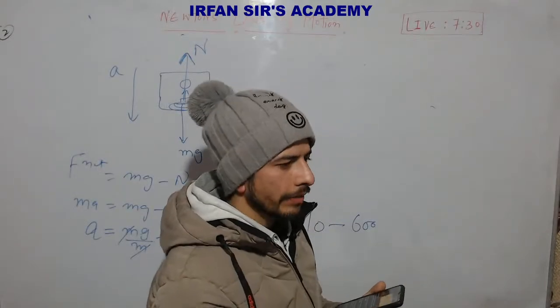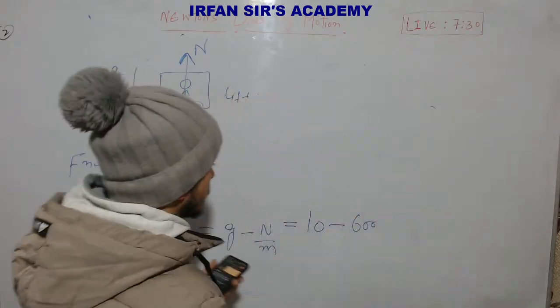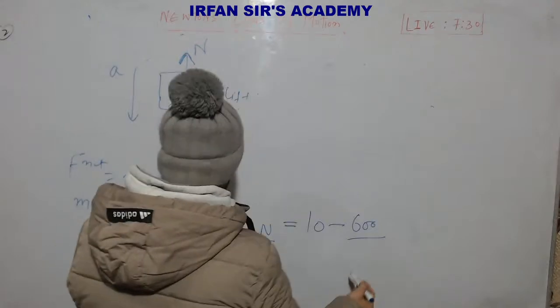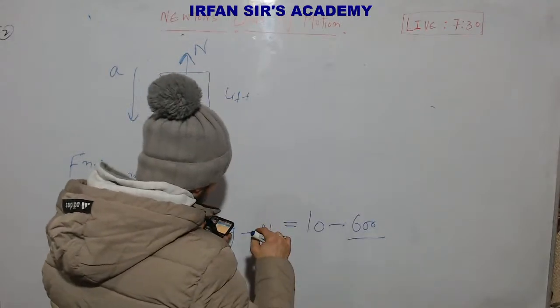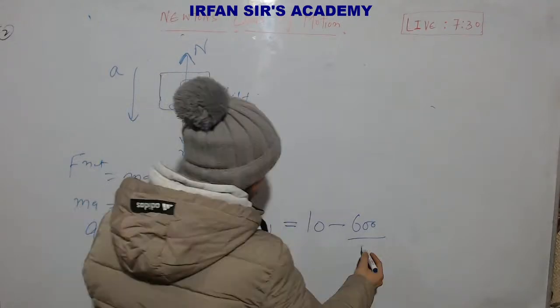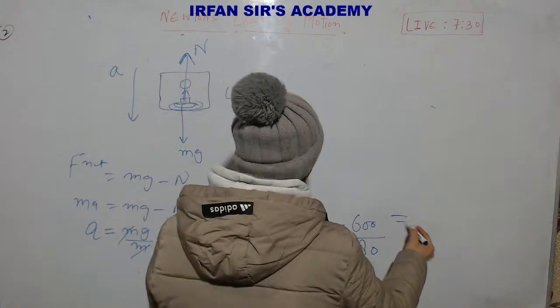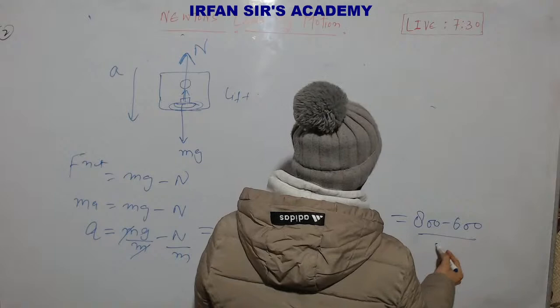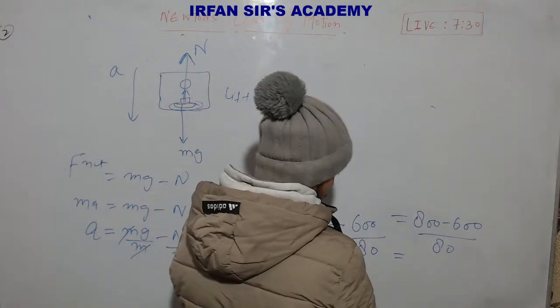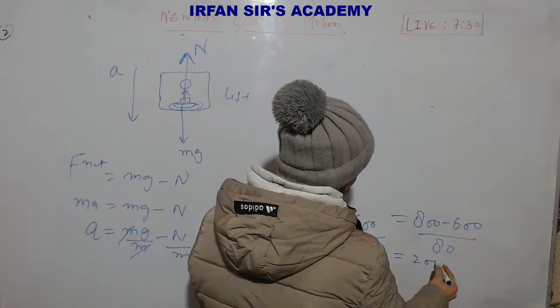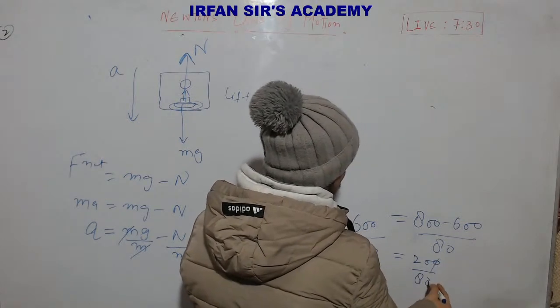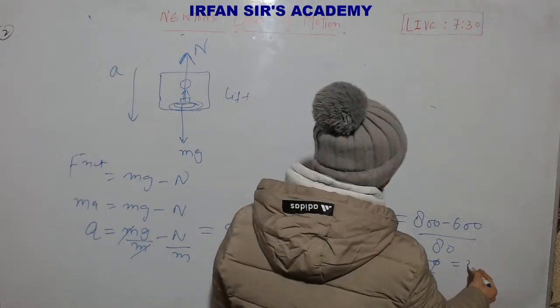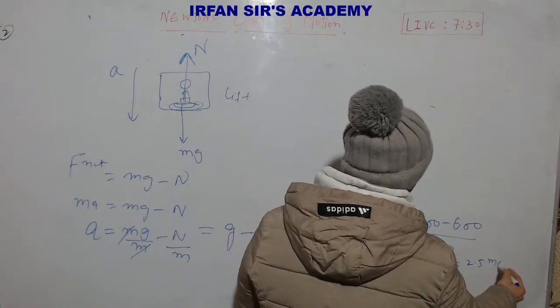How much is that weight? It will be opposite, the normal reaction, that will be equal to 600 upon the mass of the body. It is given that the mass of the body is 80 kg. It will be equal to 800 minus 600 upon 80, which is 200 upon 80. This will cancel out. It will be 2.5 meter per second square.